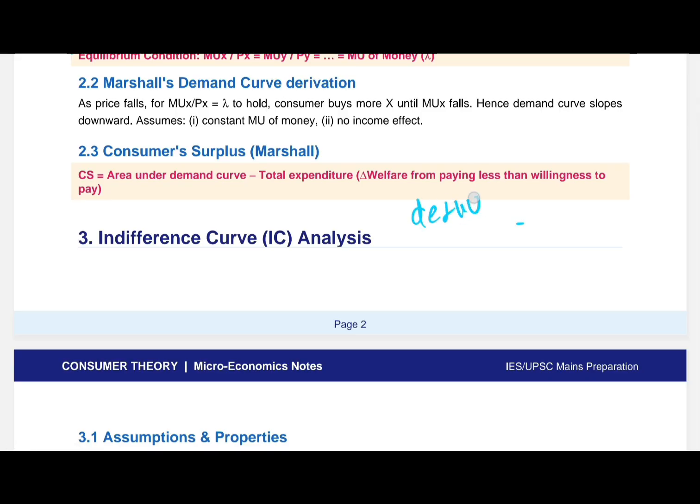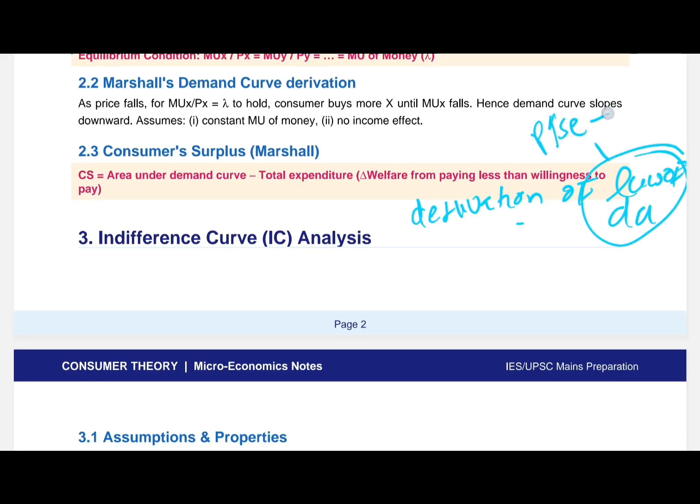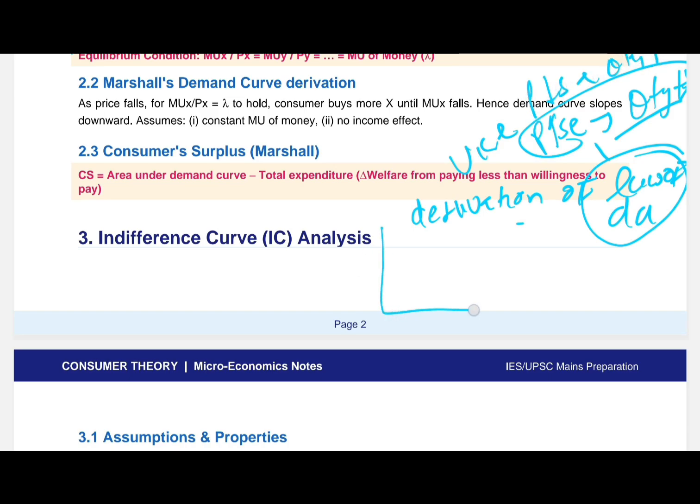Derivation of the law of demand. What is the law of demand? We already know: when the price is increasing, the quantity demanded is decreasing, and vice versa. When the price is decreasing, the quantity we consume is increasing. This is the quantity we consume, this is the marginal utility, this is the price, and this is the quantity. We already know that marginal utility is downward sloping.